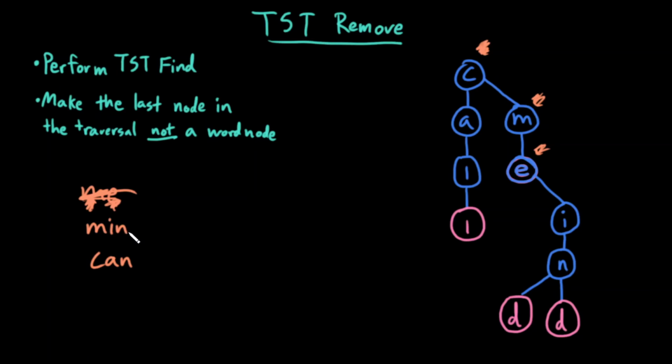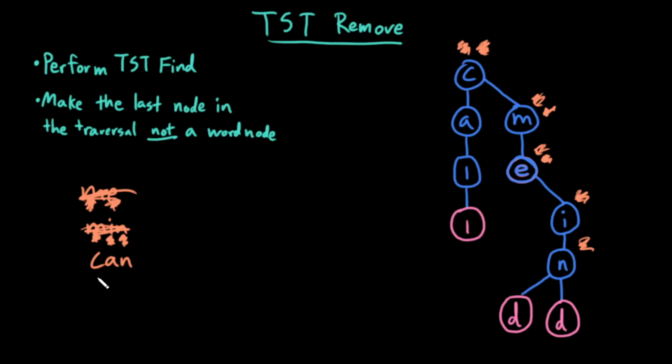Let's see what happens if I try to remove the word min. So I start at the root, start at the first letter. M is greater than C, so I traverse right. M equals M, so I go to the next letter and traverse down. I is greater than E, so I traverse right. I equals I, so I go to the next letter and traverse down. N equals N, and it's the last letter of my word, so make whatever node I'm currently at not be a word node. Well, that's fine. It's not a word node. It's still not a word node. Yay, done.